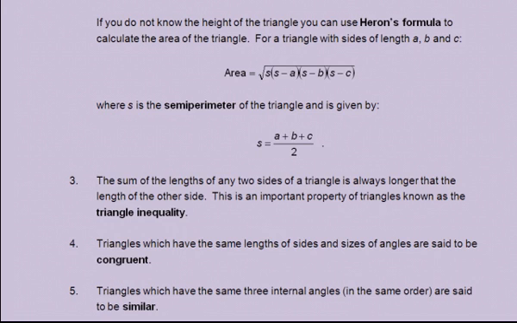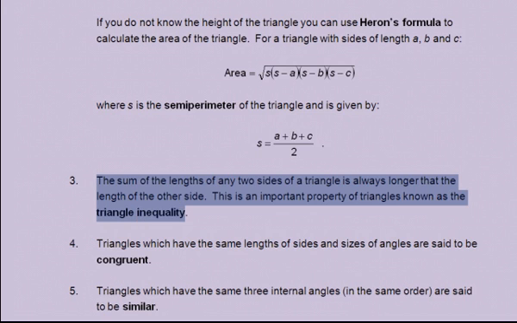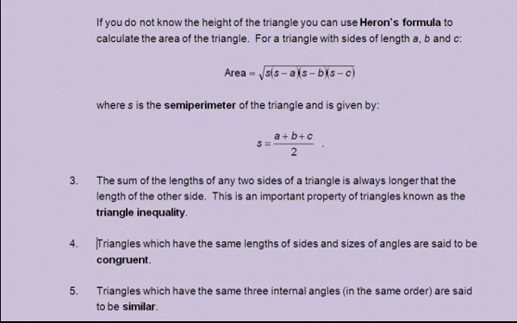3. The sum of the lengths of any two sides of a triangle is always longer than the length of the other side. This is an important property of triangles known as the triangle inequality. 4. Triangles which have the same lengths of sides and sizes of angles are said to be congruent. 5. Triangles which have the same three internal angles in the same order are said to be similar.